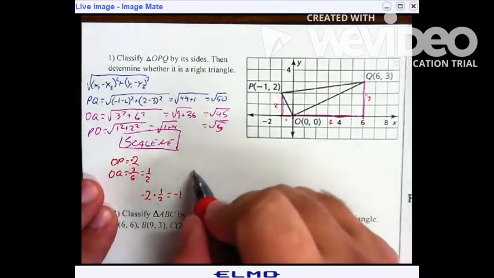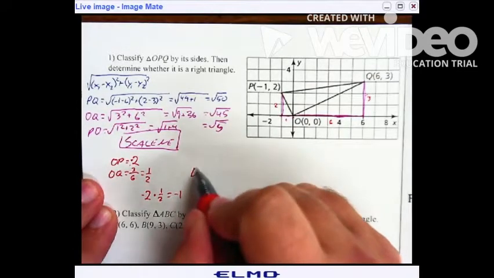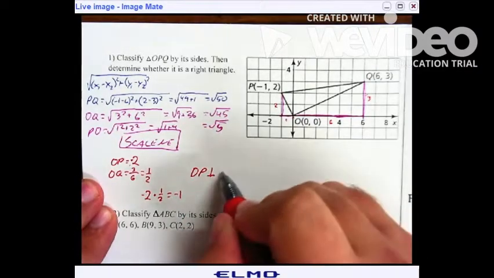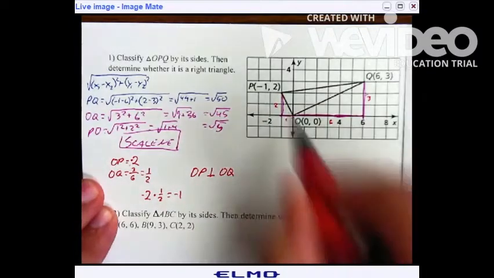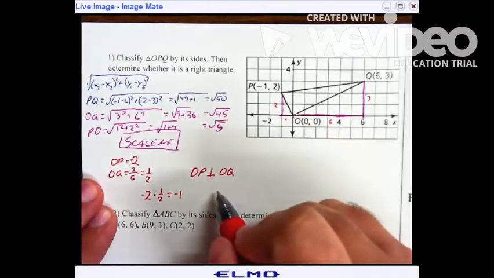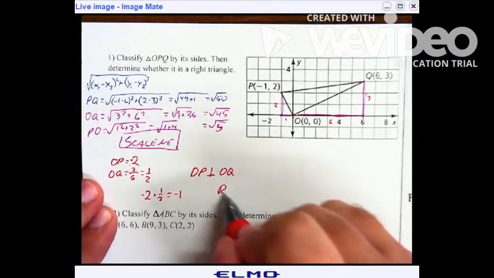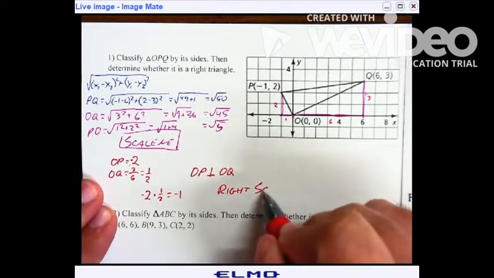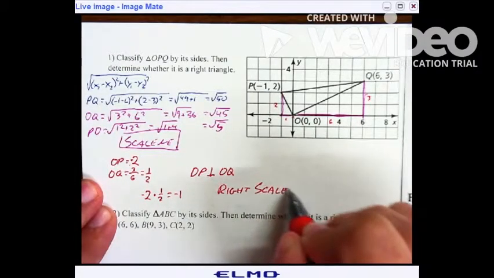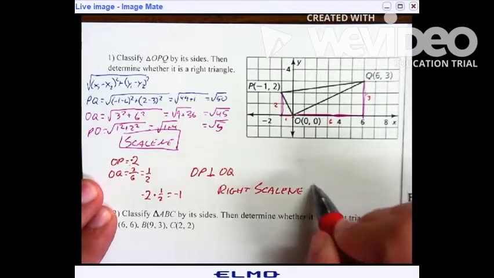And so segment OP is perpendicular to segment OQ, which means this is a right angle. So what we have is a right scalene triangle.